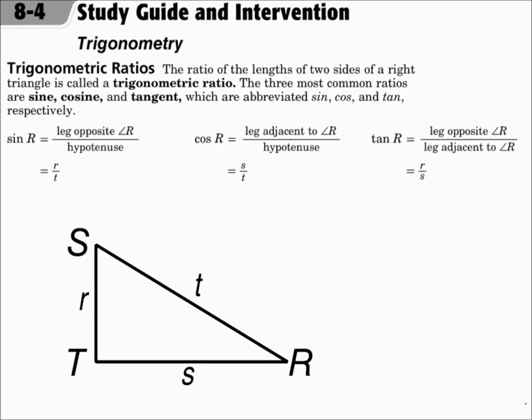This is lesson 8.4, Trigonometry. Your objectives are to find trigonometric ratios using right triangles and to use trigonometric ratios to find angle measures in right triangles.